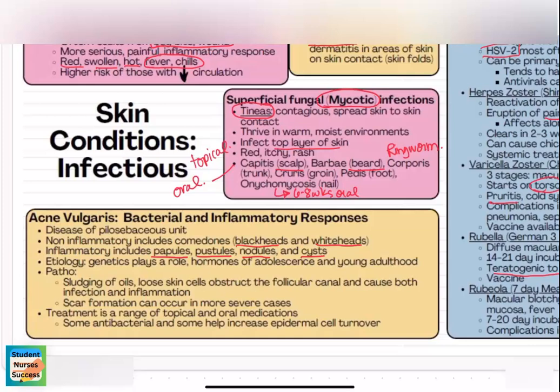And that sludging of the oils and then the loose skin cells really obstruct the follicular canal where the oils are coming out. And it causes a lot of infection and inflammation. Again, we really worry about the scar formation. Plus, it's very uncomfortable to have all these red, inflamed pustules and nodules on your face or on your back. Treatment ranges from topical and oral medications, some topical things to control, but also maybe some oral antibiotics to kill off that bacterial overgrowth that is feeding off of these sludging oils and skin cells.